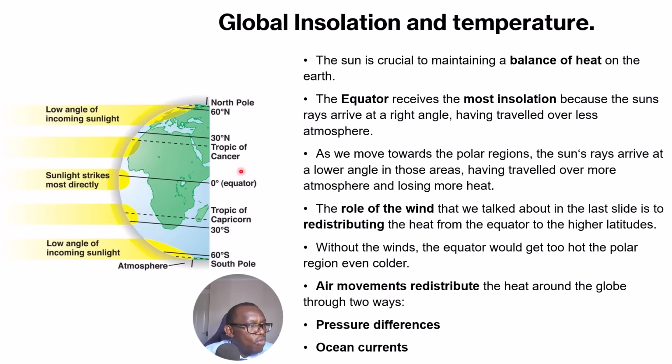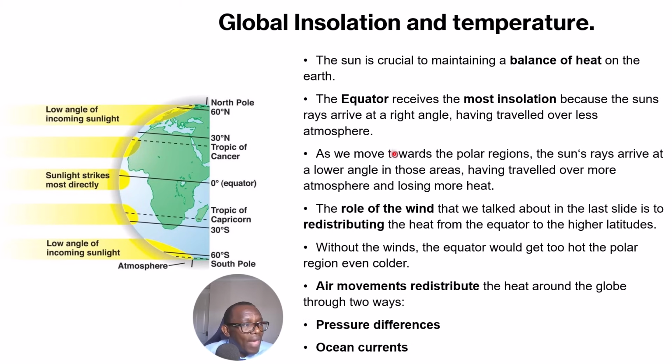And then as we move away from the equator into the higher latitudes, so we've got 30 degrees there, 60 degrees, and eventually 90 degrees at the North Pole, we can see that the angle of the incoming sunlight becomes a lot lower. Those sun's rays are traveling over a lot more atmosphere and therefore are likely to lose some of the heat as they travel through it. So they do not heat up the higher latitudes as much as they do the equator.